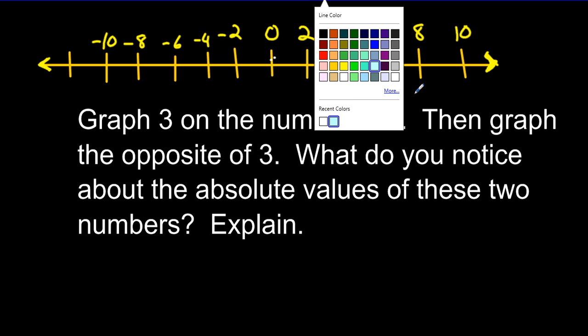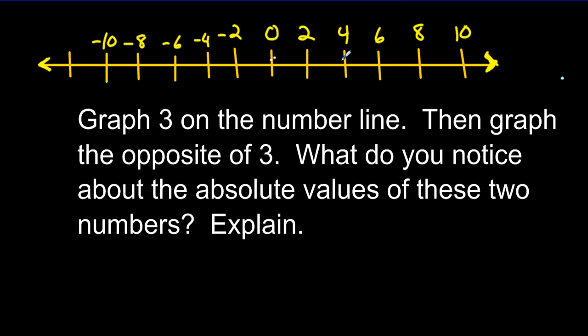I'm going to use a light blue this time. I'm going to do 3 and the opposite of 3. The number 3 is going to be halfway between 2 and 4, so I would put it right here. And I'm going to go ahead and label it 3. Now the opposite is going to be the same distance from 0, but in the opposite direction. So halfway between negative 2 and negative 4 would be a negative 3.